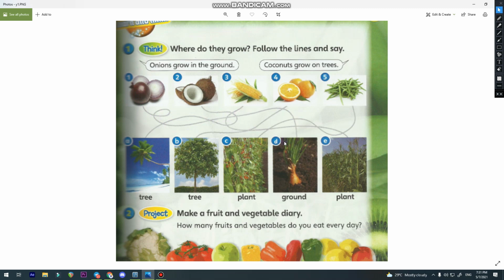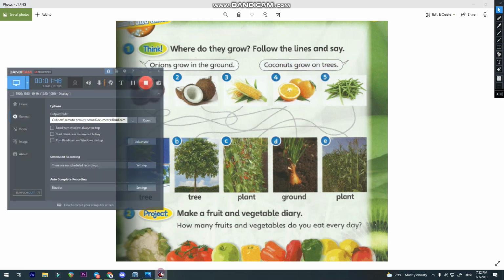Okay, so number 1 goes to picture D. So it says ground. So you will say onions grow in the ground. Okay, onions grow in the ground. How about number 2? Coconuts. You follow the line, and then you can see the picture tree. So you will say coconuts grow on trees. Okay, so let's look at the video.